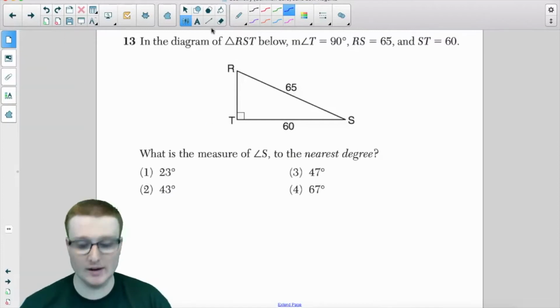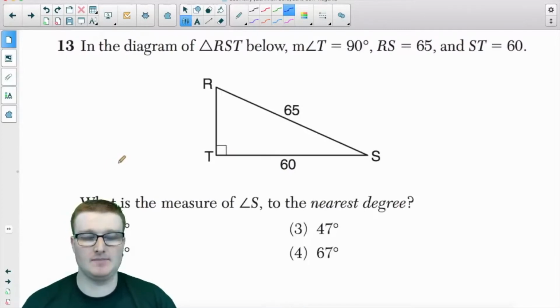13 through 24 of this exam. Here we go. Basic trigonometry question. Make sure you have your calculators ready.